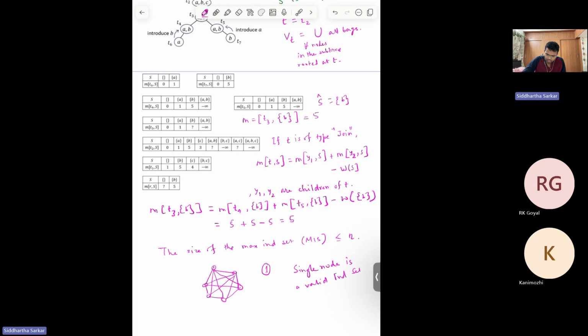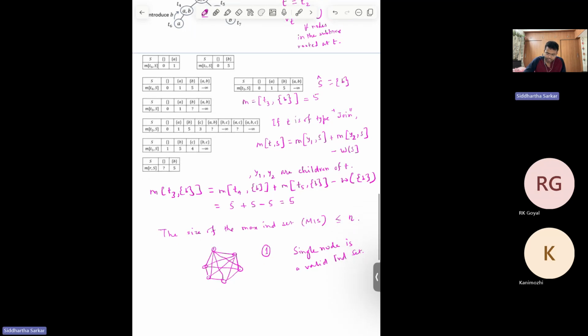Now, if I ask you, if you output a single node as your independent set, then what is the approximation factor you have achieved? So you know that the problem is NP hard in general. So we are only hopeful of getting some good approximations. So let us define it. What is an approximation factor? 1 by n. Yes.